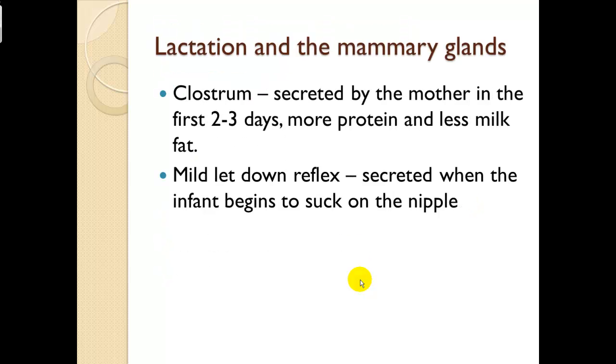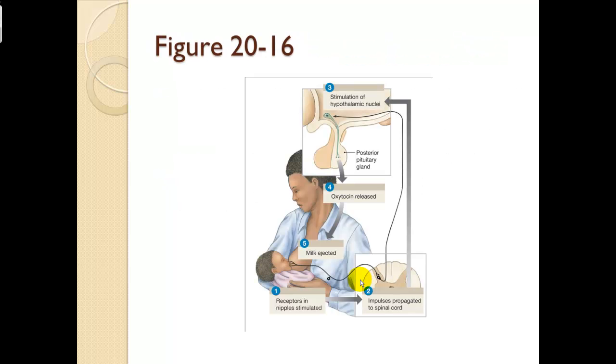Lactation, the mammary glands. Colostrum is one of the things that we get from mother's milk, secreted by the mother in the first 2 to 3 days, which supplies more protein and less milk fat. And then we need to talk about the milk letdown reflex, secreted when the infant begins to suck on the nipple. And this is a picture of that.